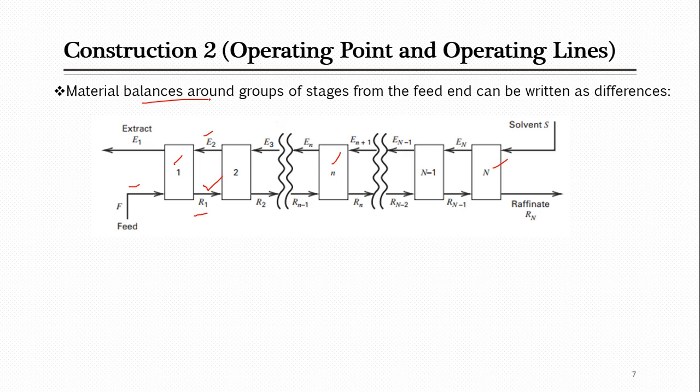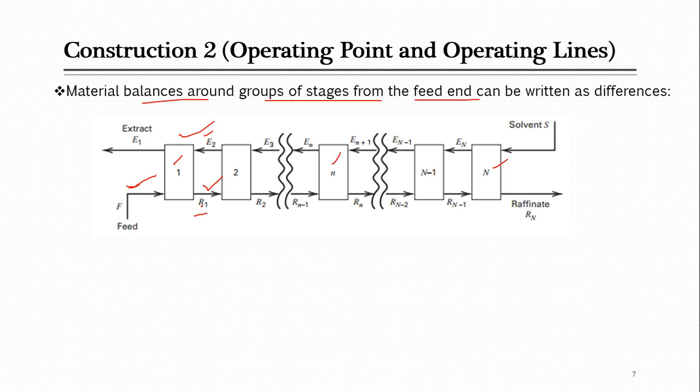So we can apply the material balance around a group of stages from the feed end, and it can be written in the form of differences. What does that mean? Let's look at the material balance. Just consider only one stage of the system, the first stage. There is no reaction and no accumulation, just streams entering and leaving. Overall in this diagram there are two streams entering this system, the feed stream as well as E2, and two leaving, extract 1 and raffinate 1.